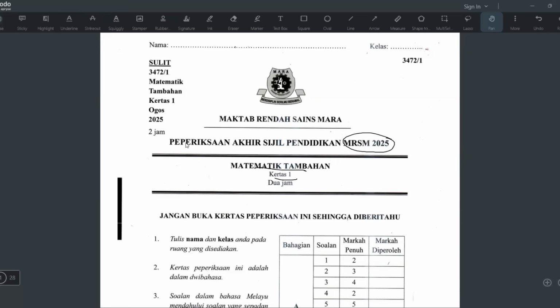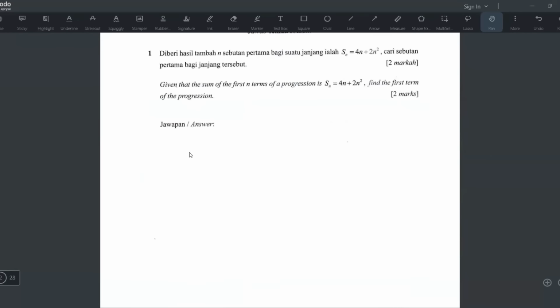Alright, so let's start going through this paper now. Number one. What chapter is this? I see progression, I see Sn, so this one is from Form 4, chapter 5. Yeah, it's under progression. Given that the sum of the first n terms is Sn equals 4n plus 2n squared, find the first term of the progression.